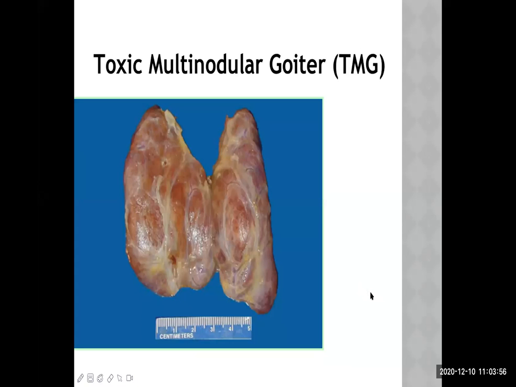Now this is a pathological specimen of toxic multinodular goiter. The thyroid gland was removed from the patient and it is cut open. Look at these different nodules here, which are separated by fibrous septa. This is a typical case of multinodular goiter. We don't know if this is toxic or not. To find out whether it is toxic, we need to go for thyroid function tests.